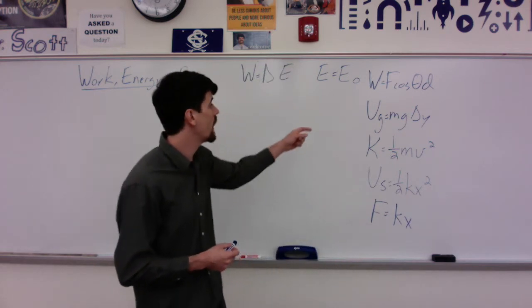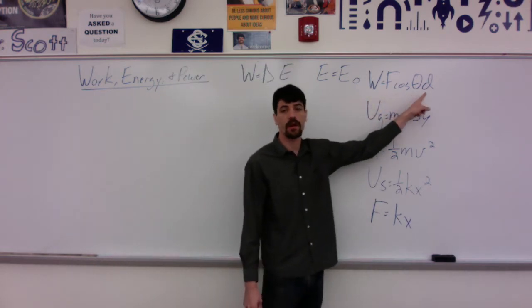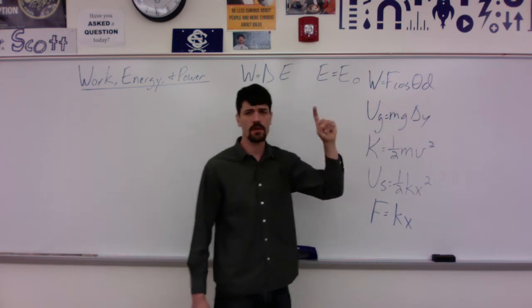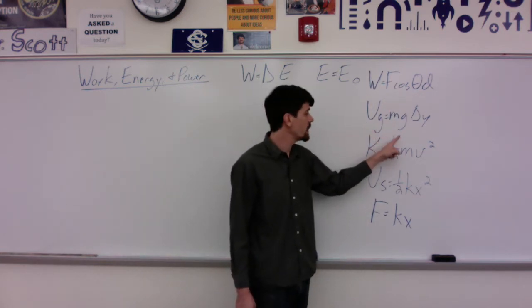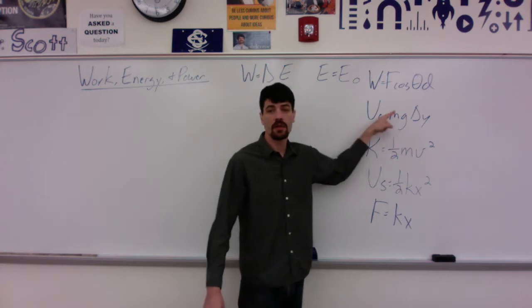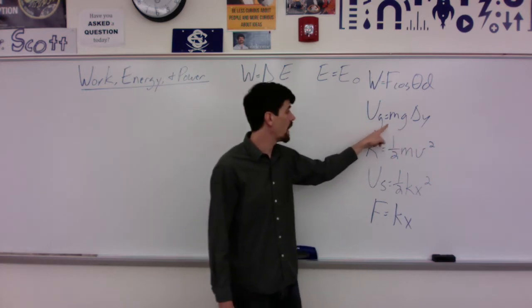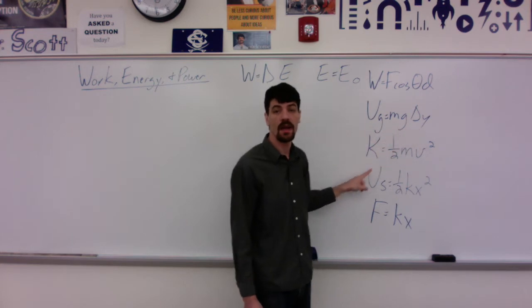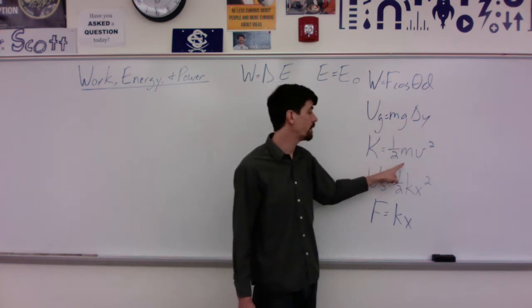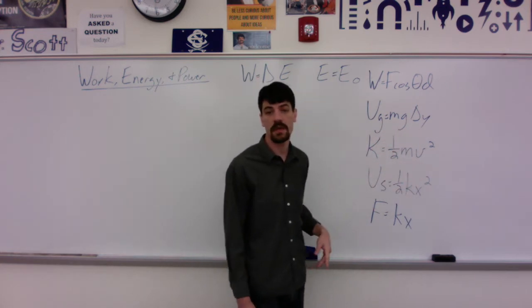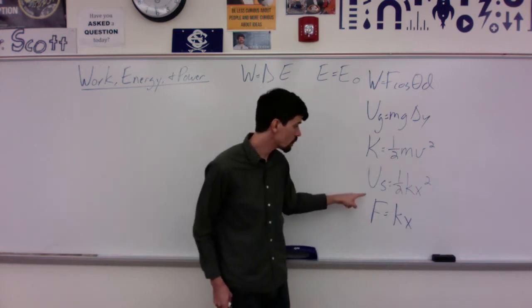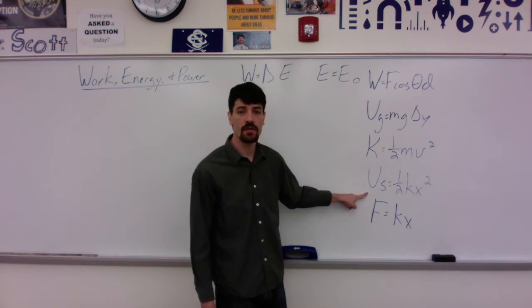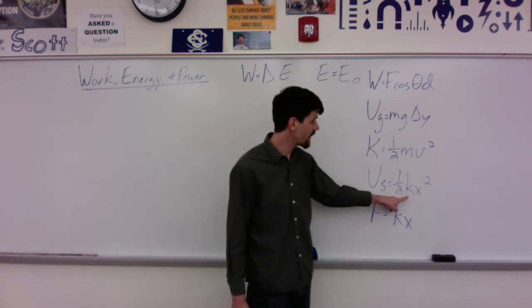Work, as we define it, is force times cosine of the angle times displacement. That's our first big equation that we're going to use in a bunch of stuff. We've got gravitational potential energy, which is mg delta y, so mg times change in height. Kinetic energy is 1/2 mv squared. You notice that the moving energy, kinetic energy, is based on mass and velocity.